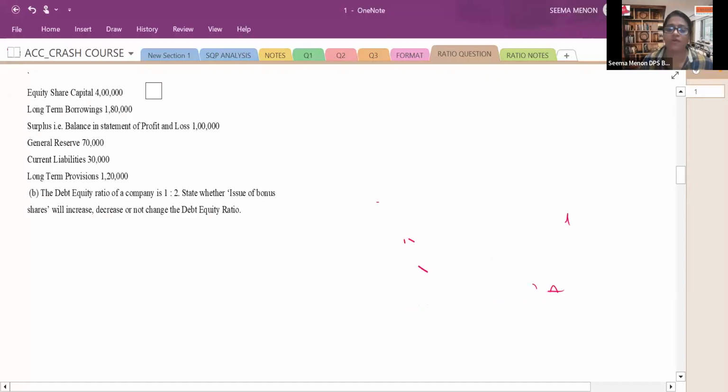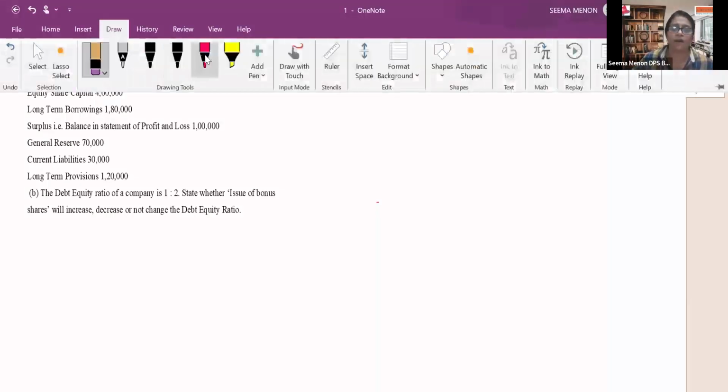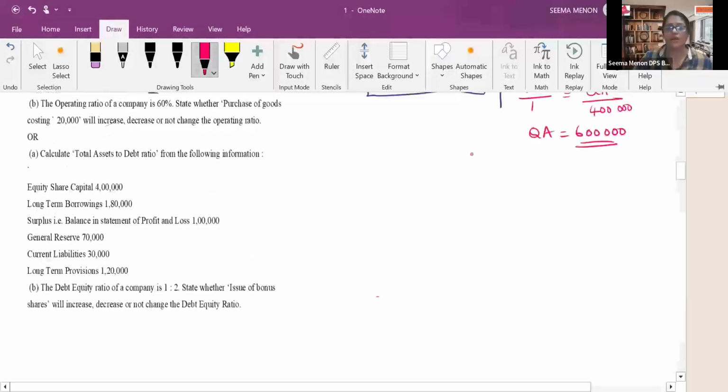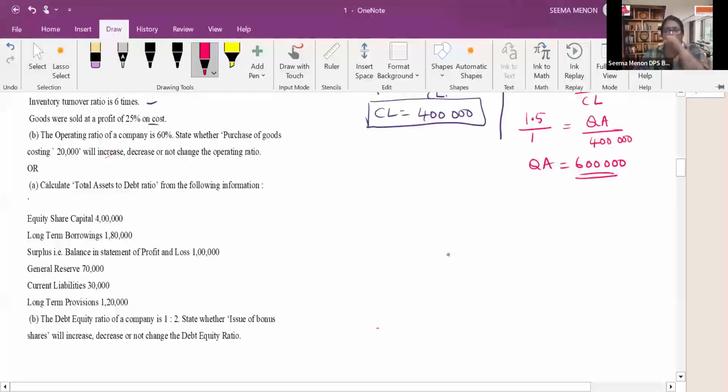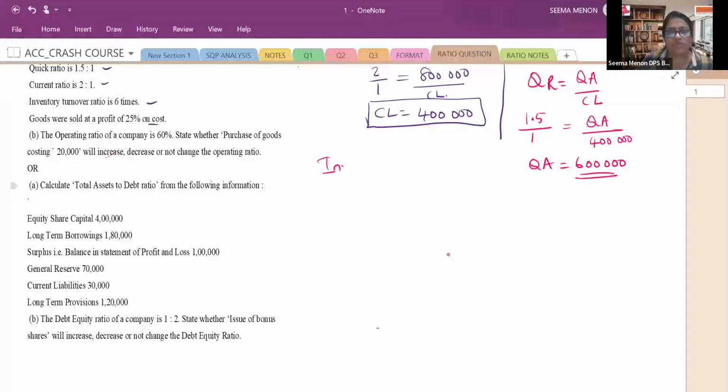From the quick asset formula, we always know that inventory is equal to current asset minus quick asset. So now we can take inventory, and that inventory will always be average inventory if nothing is given in the question. So inventory is equal to current asset minus quick asset.